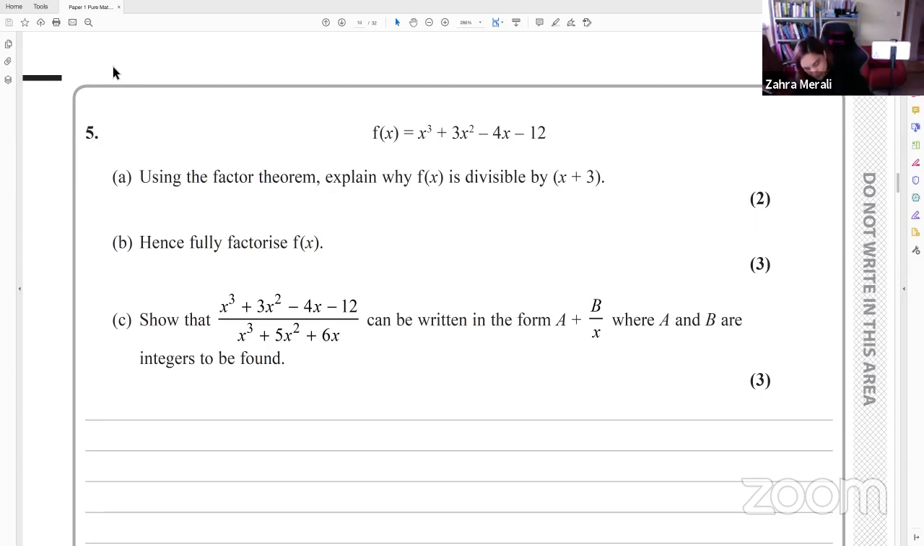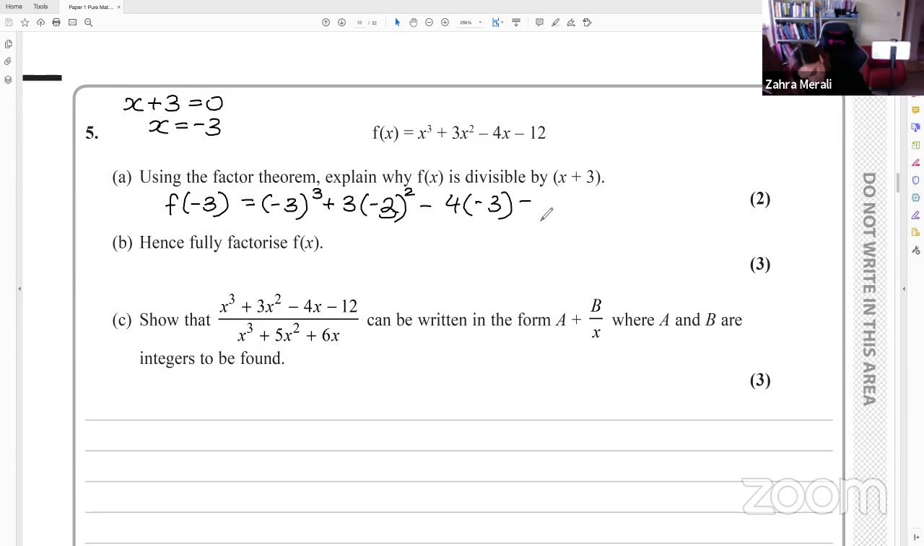So what you have to do is you say, if x plus 3 equals 0, x equals minus 3. And if we find out f(-3), it should be 0, and then we've shown that it's divisible. So f(-3), because it's a show that, write all your working. So write what you would type into your calculator to double check you've done it right. Minus 12, and we know that has to equal 0.